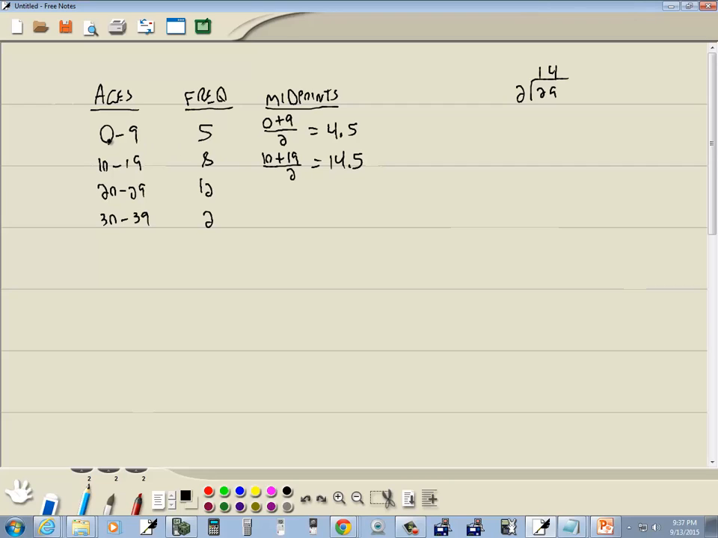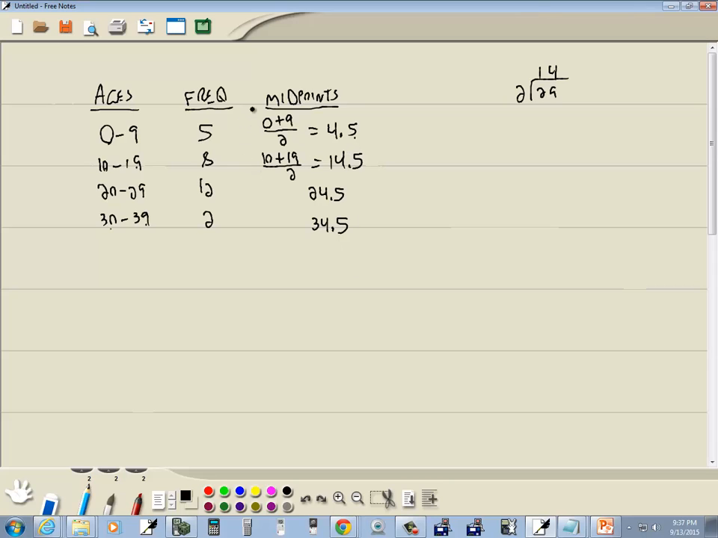You notice how your class width is 10: 0, 10, 20, 30, and 9, 19, 29, 39. You keep adding 10 over and over to get those other numbers. That's what we do here. You take 4.5 plus 10 gives us 14.5, plus another 10 is 24.5, plus another one is 34.5. Now the other way you can do midpoints, and this is the way we're going to do it on the homework, the way I showed. But you could take 0 plus 10 divided by 2, and then 10 plus 20 divided by 2, and so forth.